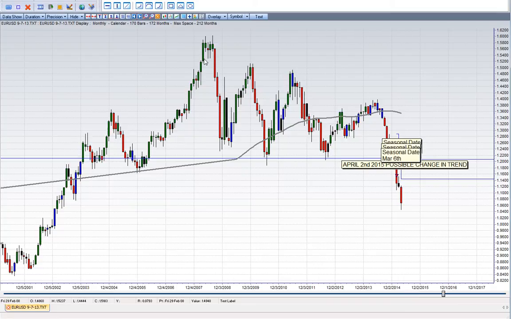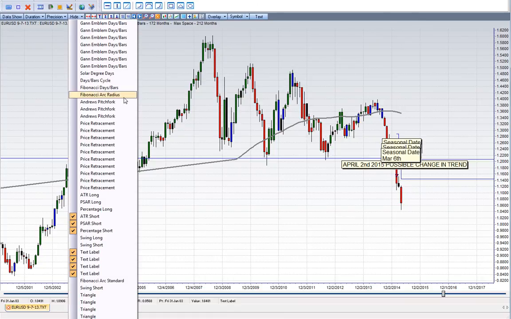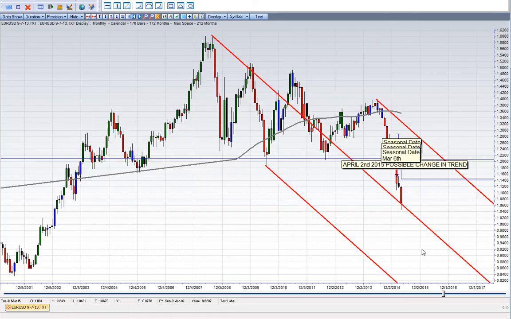All right, let's get into the euro. Euro is one of my favorite instruments to trade, so that's why I get into depth with it. First off, let's add the Andrews pitchfork. We can see that the euro is finally finding support here at this zone. I believe that we're just around the corner for a possible change in trend.